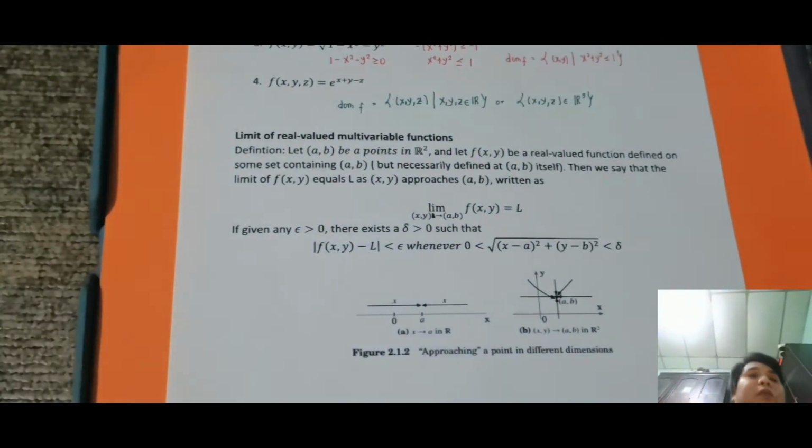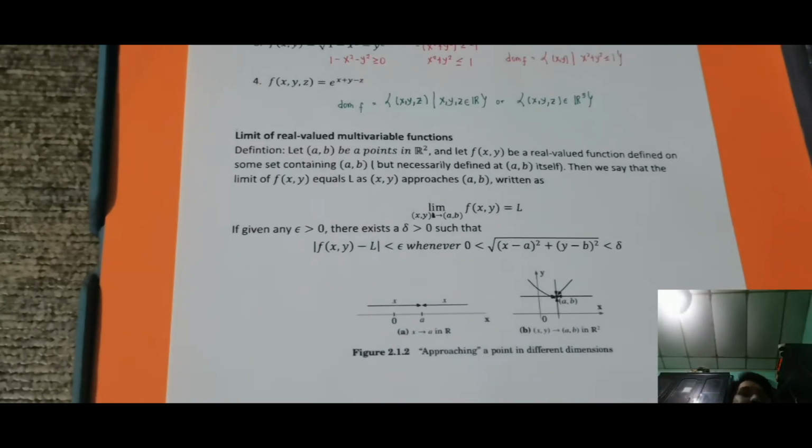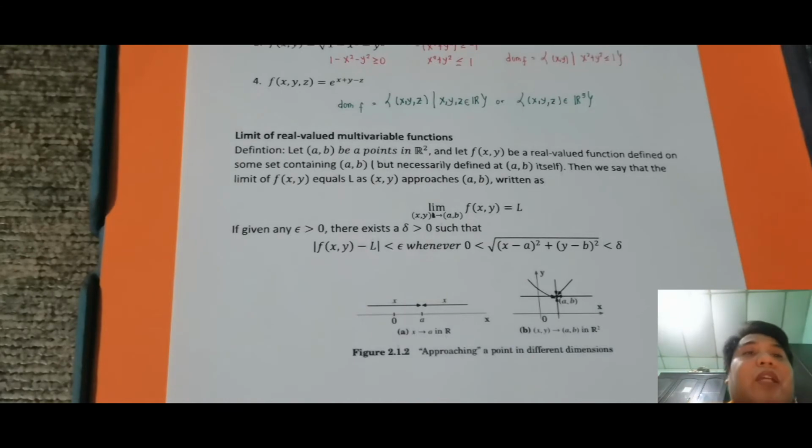So, approaches to a, b of f of x comma y is equal to L. If given any epsilon, ito sa advanced calculus niyo makikita, kaya hindi ako mag-epsilon-delta proving dito. Actually may proving talaga si calculus. Pero goal ko lang ngayon sa calculus 3 ay mapakita sa inyo ang lahat ng possible way of solving, para pagdating ng proving, alam ko na yung gagawin.